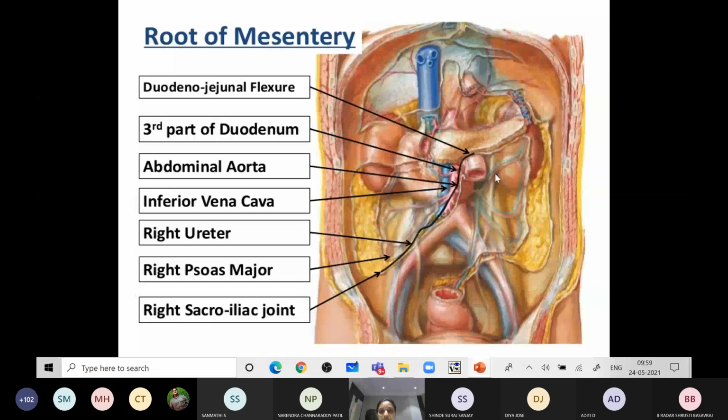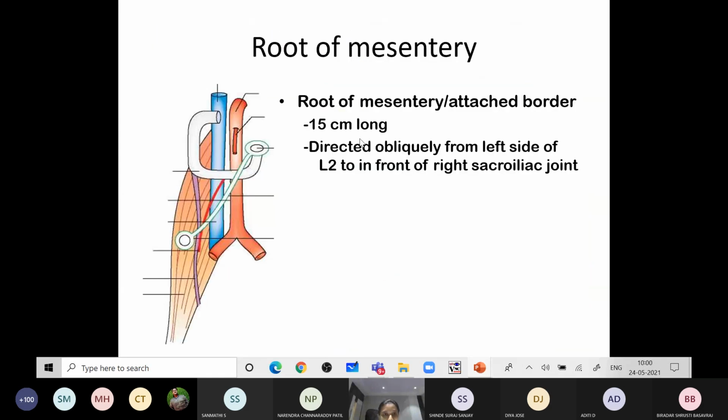Root of mesentery extends from the duodenojejunal flexure to the right sacroiliac joint. Duodenojejunal flexure is a bend where the duodenum continues as jejunum. Then the third part of the duodenum, then abdominal aorta, inferior vena cava, the right ureter, right psoas major, right sacroiliac joint. The root of mesentery extends over these structures.